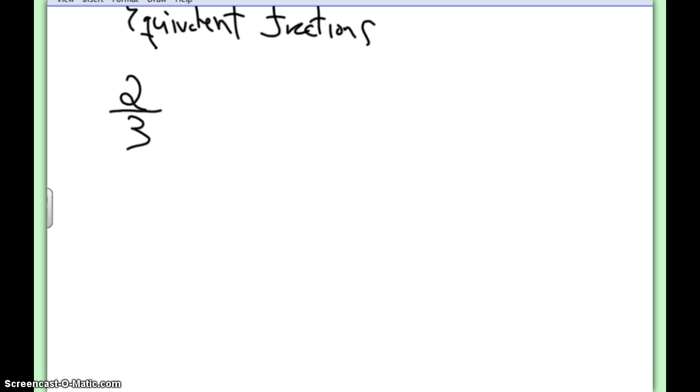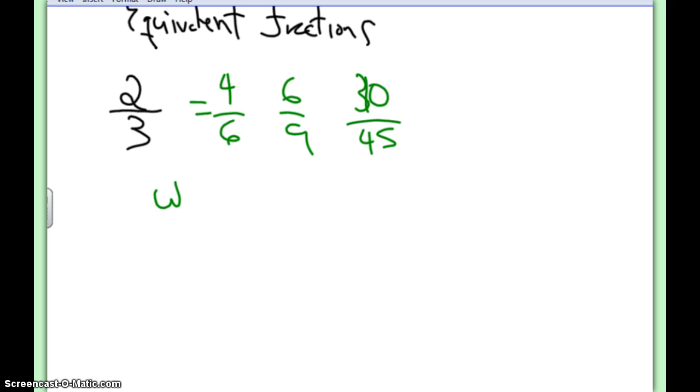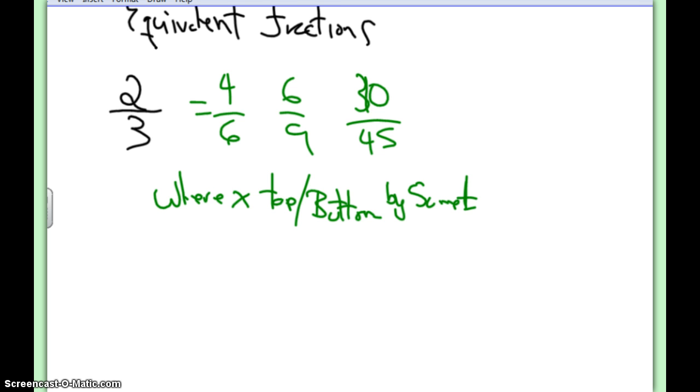Okay, now you're back, so I'm assuming that you might have come up with things like 4/6, or maybe 6/9, or maybe you got something crazy like you multiplied top and bottom by 15 and you got 30/45. In each of those, equivalent fractions are where you multiply top and bottom by the same number, right? Equivalent fractions, you have to.